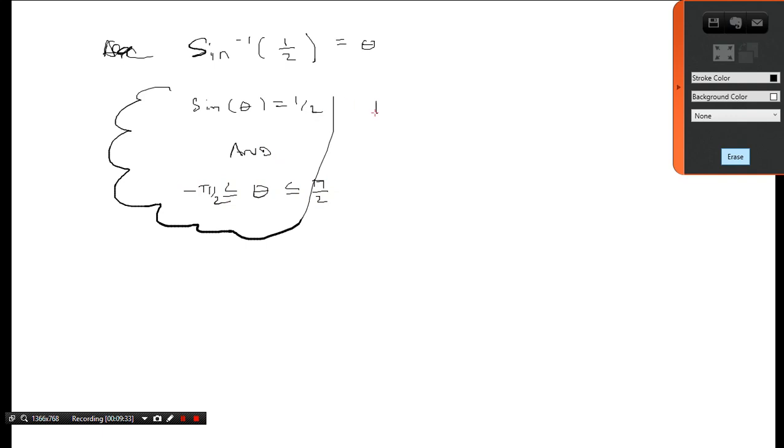This guy is positive in 1 and 2. These two quadrants is 1 and 4. So where am I living? Obviously 1. So here we go. I'm going to draw my angle in 1. Here would be theta. Here's my y of 1/2. My x of root 3 over 2.